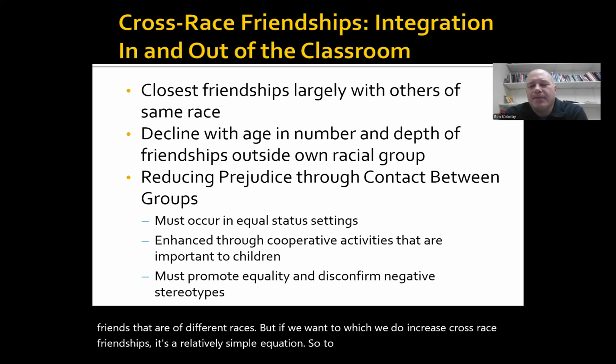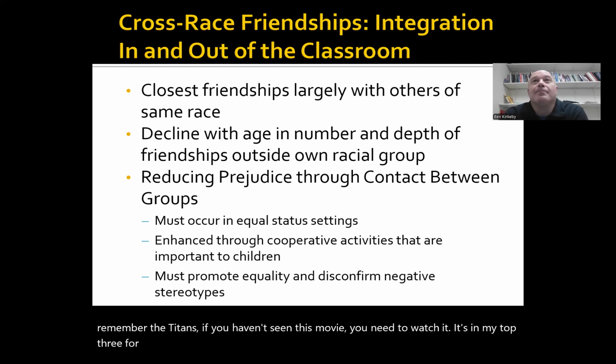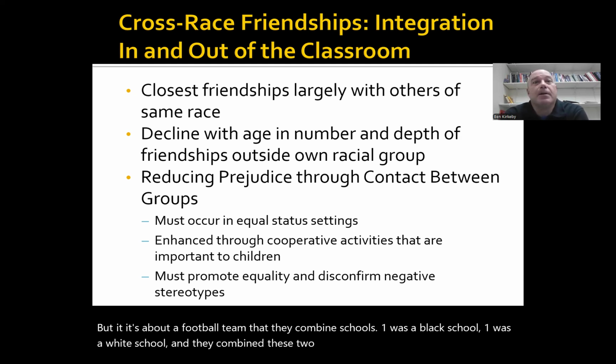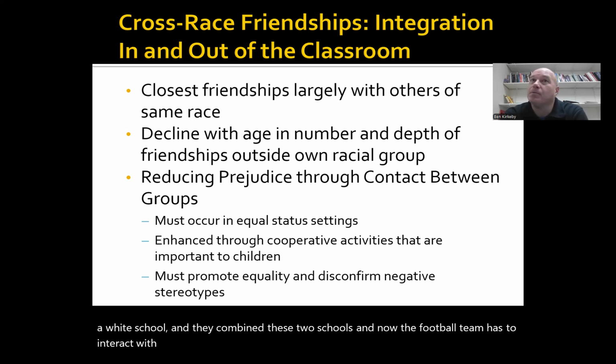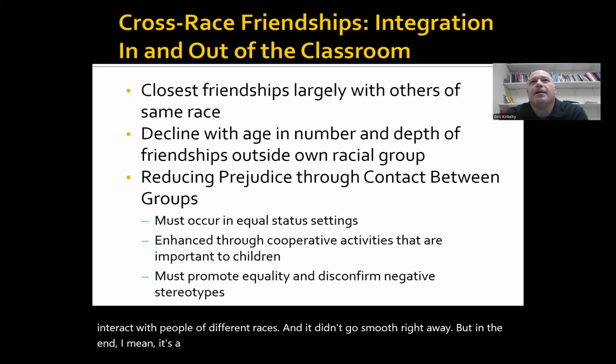Have you ever seen the movie Remember the Titans? If you haven't seen this movie, you need to watch it. It's in my top three for sure. It's about a football team where they combined schools. One was a black school, one was a white school, and they combined these two schools. And now the football team has to interact with people of different races. It didn't go smooth right away, but in the end, it's a phenomenal film. And it basically uses this strategy to increase cross-race friendships that works really well.